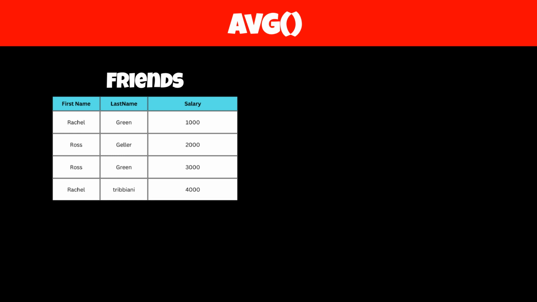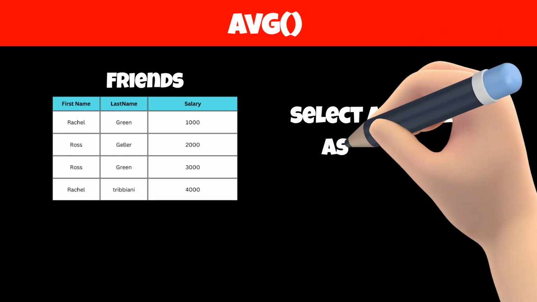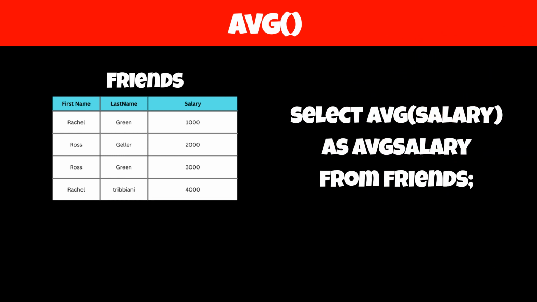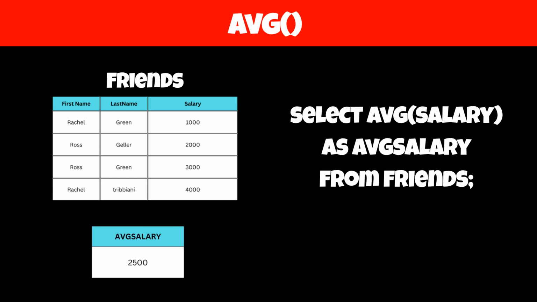Another aggregate function is the average function. Let's understand this function with the example of a friends table that contains the salary of each friend. If you want to know the average salary of friends, then we can use the average function in a select query and pass the salary column to it. The average function will automatically calculate the average value of all the salaries present in the salary column.